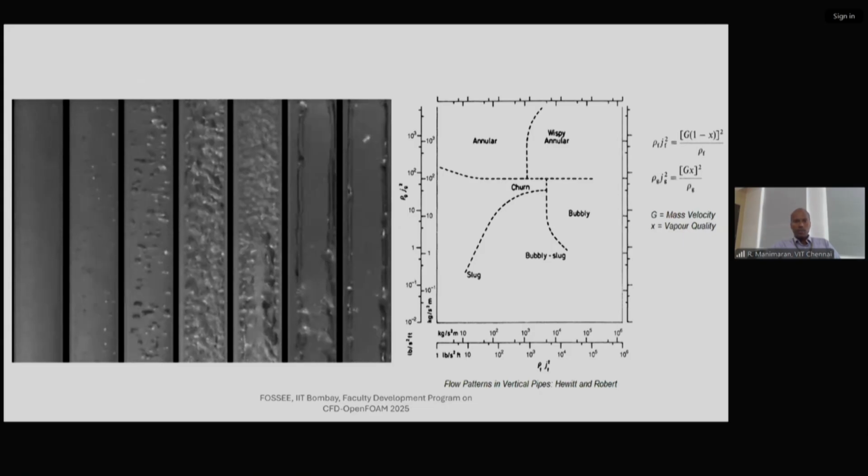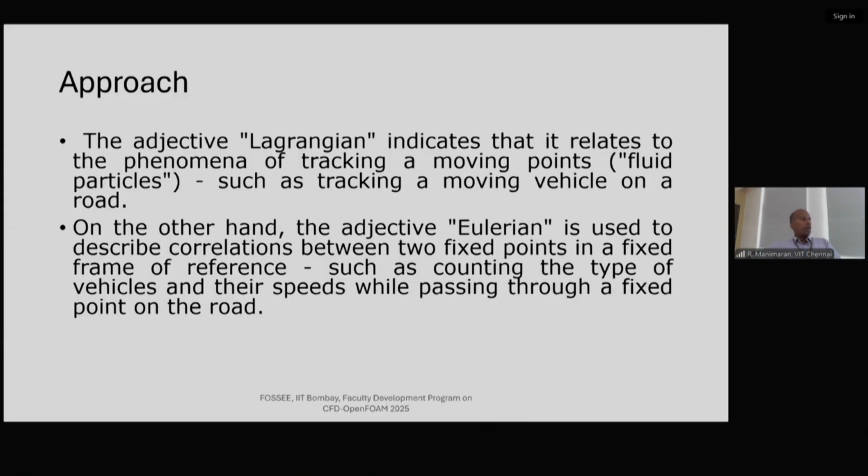in vertical pipes. So now coming to the approach, how do we solve multiphase flow? As we already know from fluid mechanics, there is the Lagrangian approach and the Eulerian approach. Lagrangian relates to tracking moving points or particles, such as tracking a moving vehicle on the road, individually tracking the particles in a flow. That is called the Lagrangian type of approach.